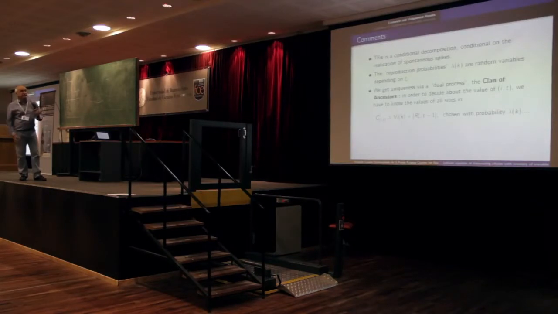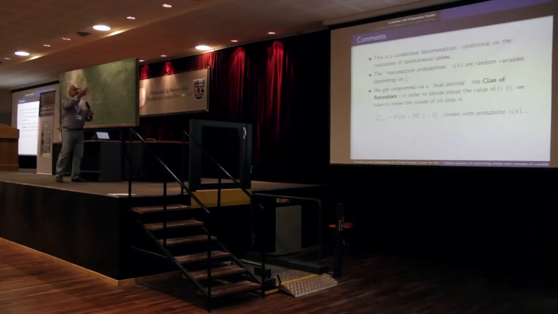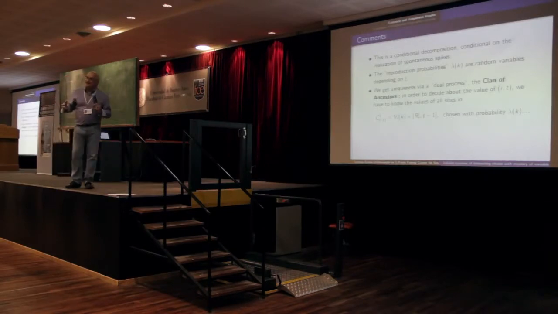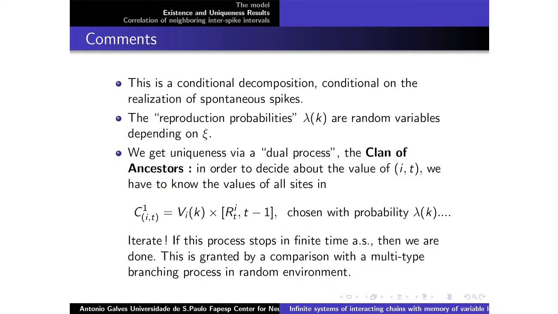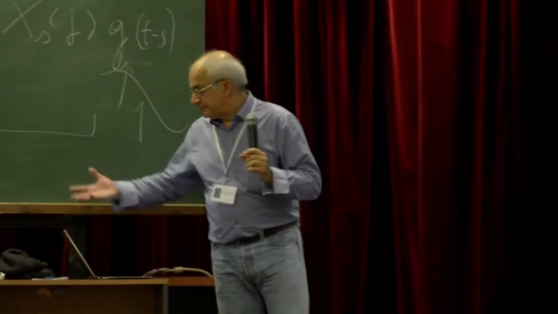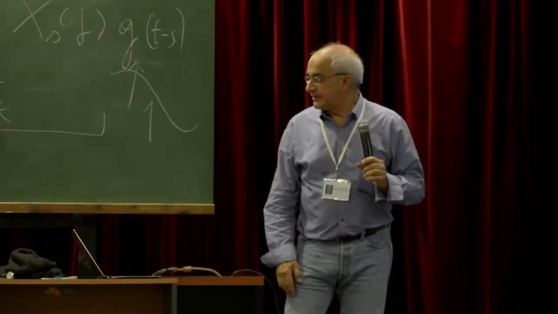And the reproduction probabilities, the lambda k, are random variables. And then we use this clan of ancestors idea, which also appeared in works by Pablo, Roberto, and Nancy on the clan of ancestors. So we use this clan of ancestors idea. Okay, so that's it.